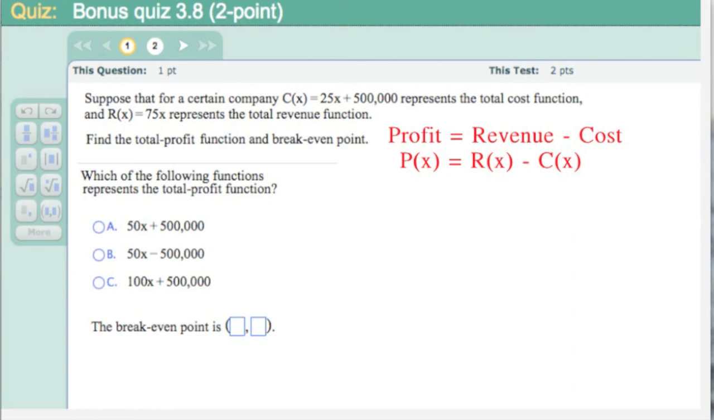Everybody, I'm back, and as you can see, I'm inside the bonus quiz for 3.8, a pretty demanding quiz, in that the first question itself has two parts and deals with the idea of total profit function, which I covered in this video quite extensively. I'm not going to replicate that whole thing.